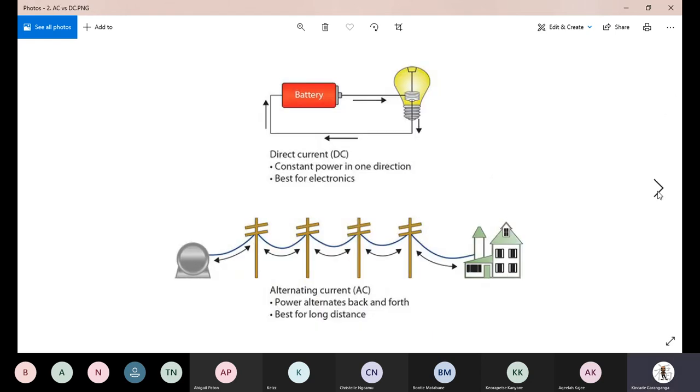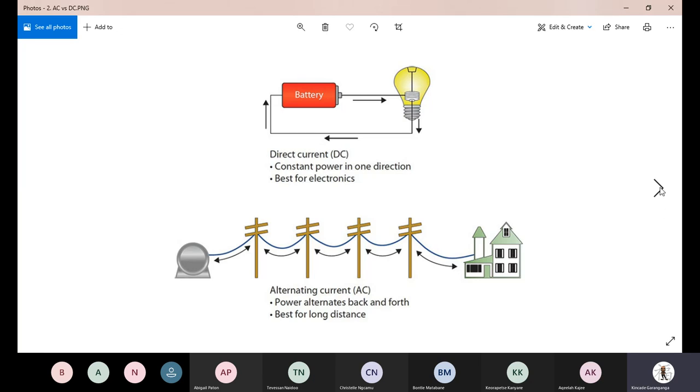And then what we were mentioning a couple of seconds ago, when you look at DC, DC is just constant power in one distinctive direction, best for your electronics, because that's what your electrical components would typically use. So movement in one distinctive direction. On the other hand, your AC, which is the one used by your electrical power companies, looks at alternating power back and forth, as illustrated in that diagram we've got on screen. And like we mentioned a lot earlier on, it's best for traversing long distances as far as your specific environments are concerned.